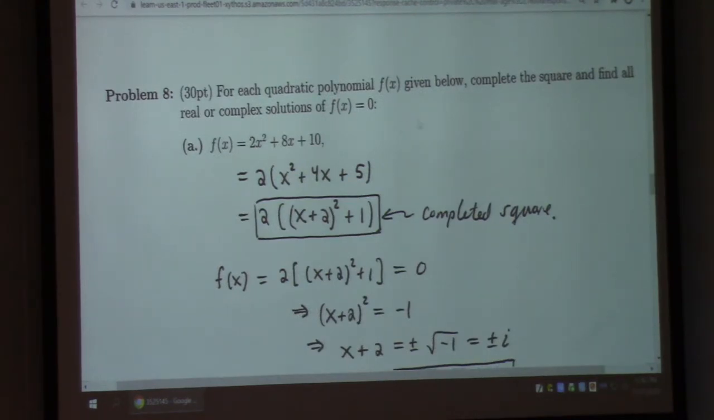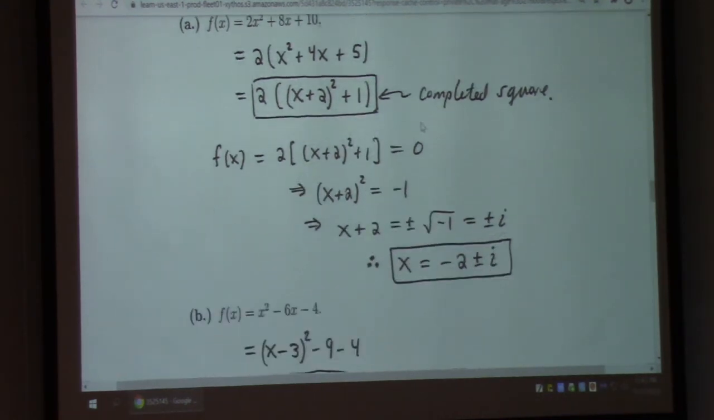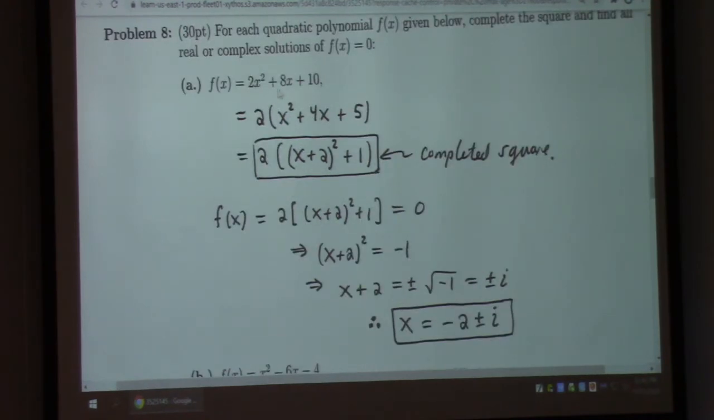Completing the square is something you need to know how to do, right? So if you haven't figured that out yet, well, you got a couple more days, all right? I can almost guarantee that completing the square will be on the final exam part 1, okay? Any questions about this one?